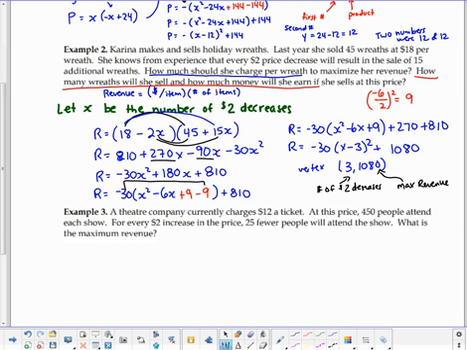So first off, how many wreaths will she sell? How do we figure that out? Would I use the 18 minus 2x or the 45 plus 15x? 45 plus 15x. And what's our x value? 3. So the number of wreaths she will sell is 45 plus 15 times 3, or 90 wreaths.